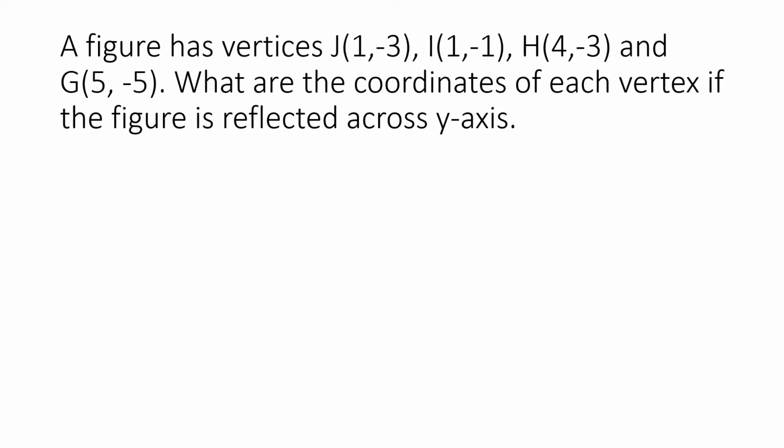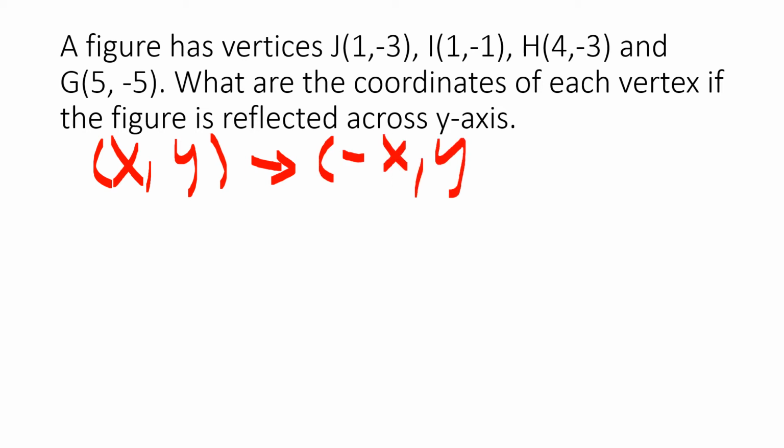If you have vertices J(1, -3), I(1, -1), H(4, -3), and G(5, -5), what are the coordinates of each vertex if the figure is reflected across the y-axis? The rule for reflection across the y-axis is we have (x, y). This time the x becomes negative, y remains the same. The sign of x will change.